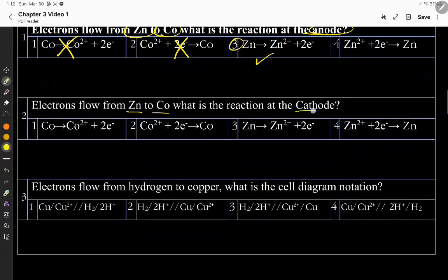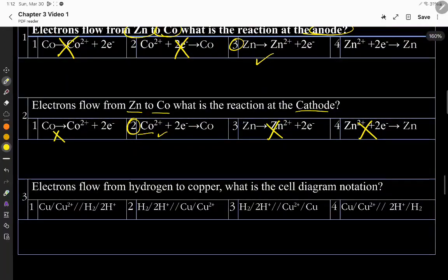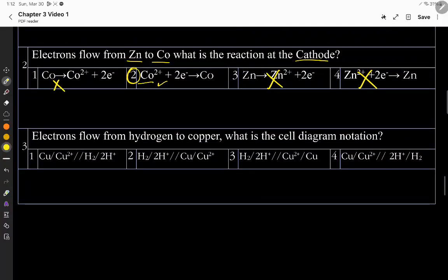What's the reaction at the cathode? The cathode is going to be reduction of cobalt. So here this is not reduction, it is oxidation. This is the reduction of cobalt. Magnesium has nothing to do here, so the correct answer is number 2, because this is the cathode and the cathode will be reduced. Let's see another question.